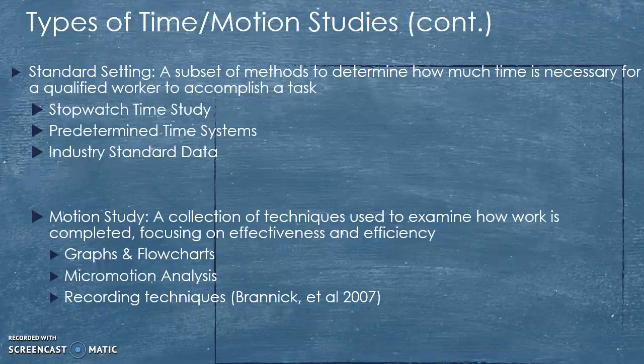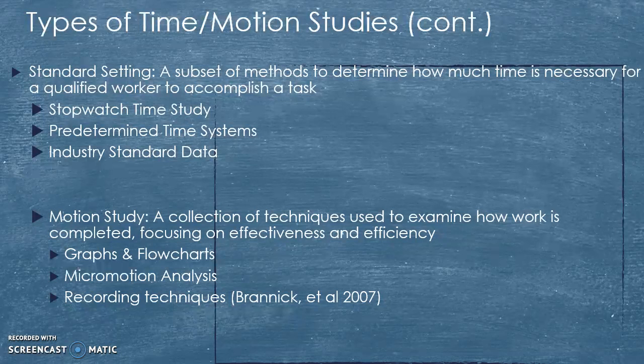Predetermined time systems use data collected from previous job analyses, coupled with the elemental movements of the current job being analyzed. And industry standard data is similar to the predetermined time systems. They draw on known data from other analyses, typically within the same industry, and determine the time that should be necessary to complete a task.